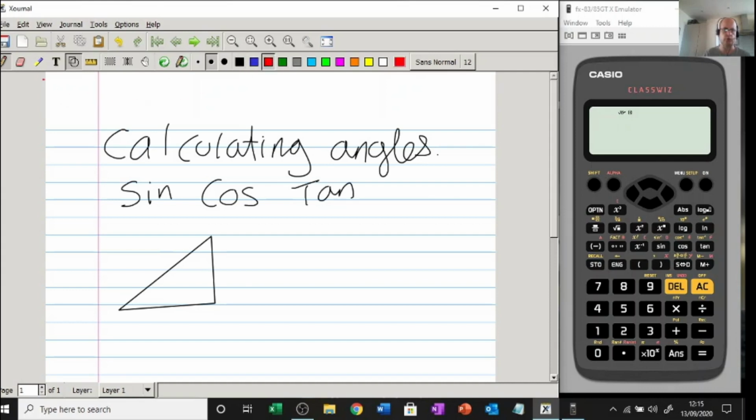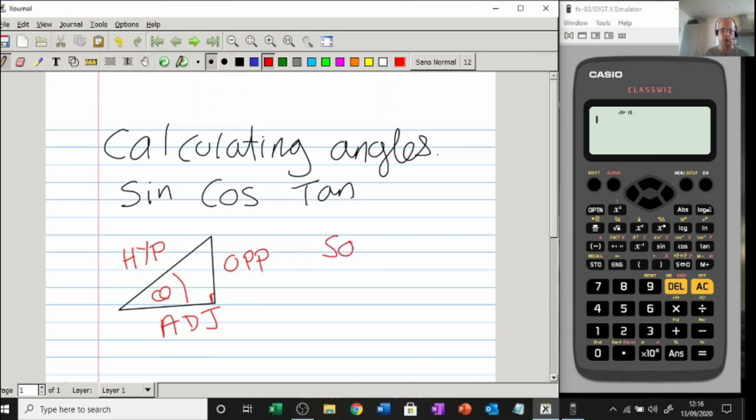So we should know that if I've got an angle here and I want to find that angle, this side here is opposite the angle. This side here is adjacent to the angle. And this side here, the longest side of the right angle triangle, is the hypotenuse. Don't forget we've got 90 degrees there.